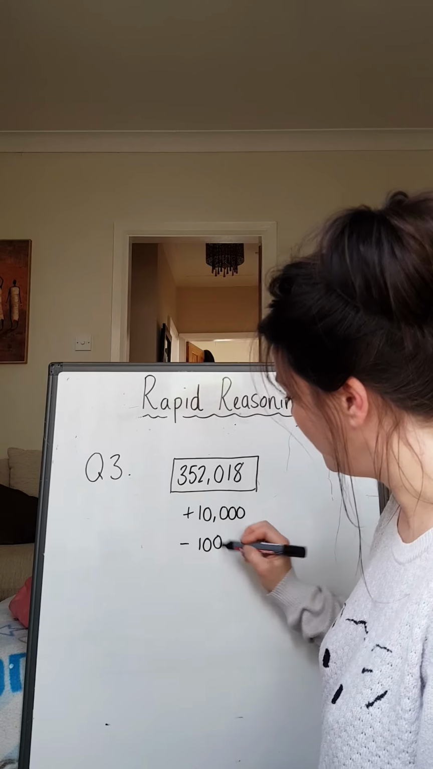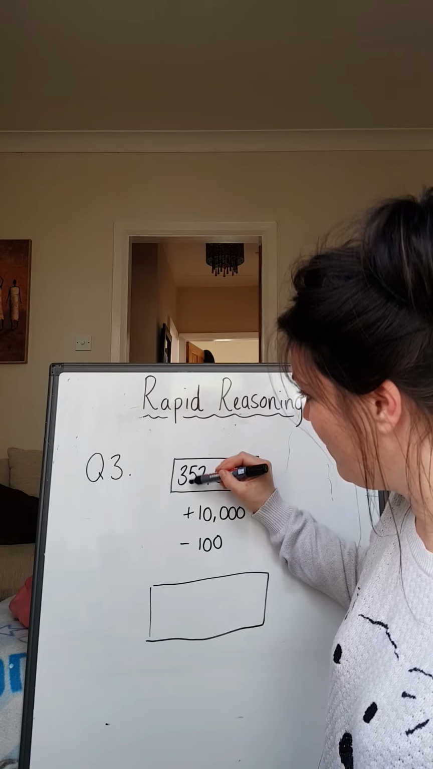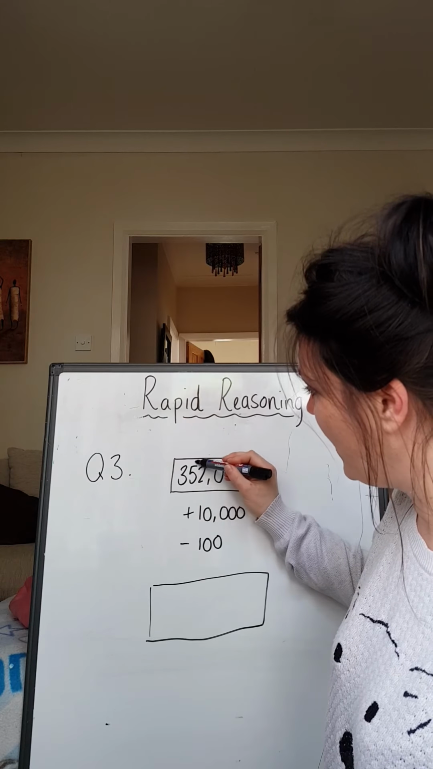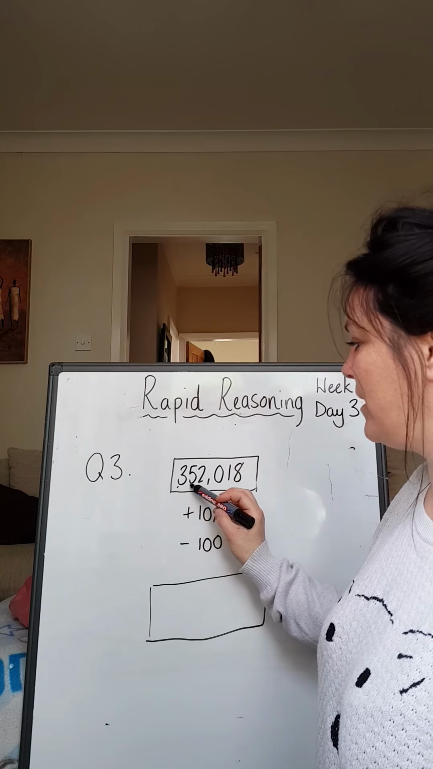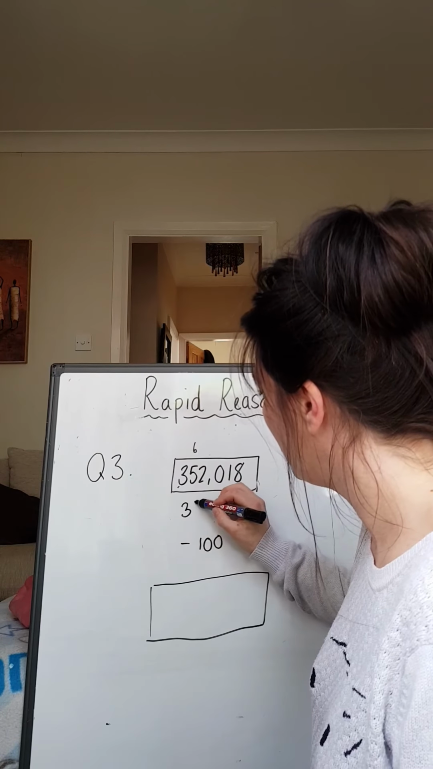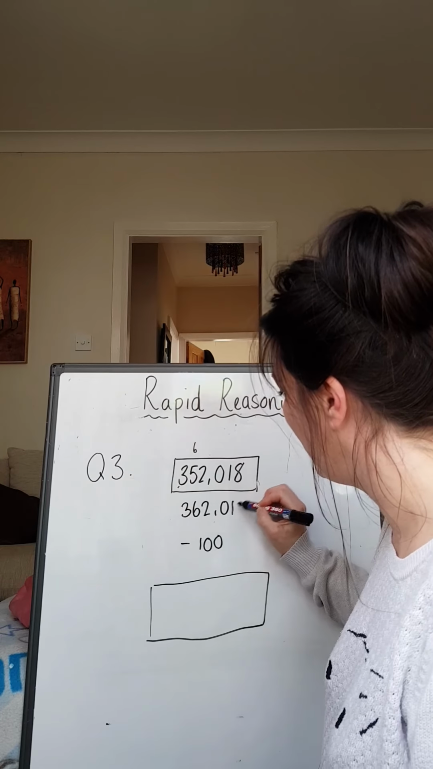So if I'm adding 10,000, I need to work my way through the number and find the tens of thousands column. So I've got the ones, the tens, the hundreds, the thousands. There's the tens of thousands column. If I add 1 more into that column, I would have 362,018. So let me just put that little 6 up there for a reminder. That would be my new number. Then I need to take away, actually I'm just going to write that number here because I've done the calculation, 362,018. That would be my new number.